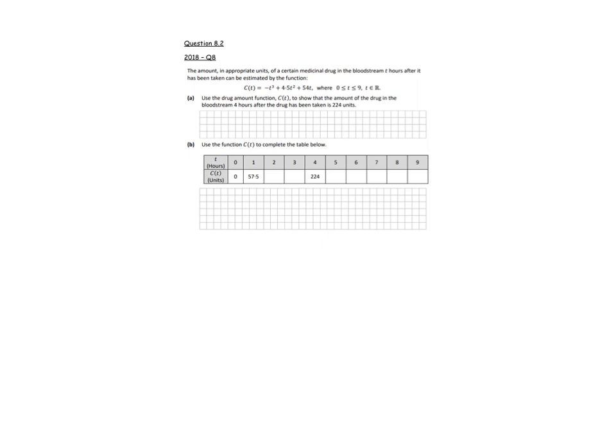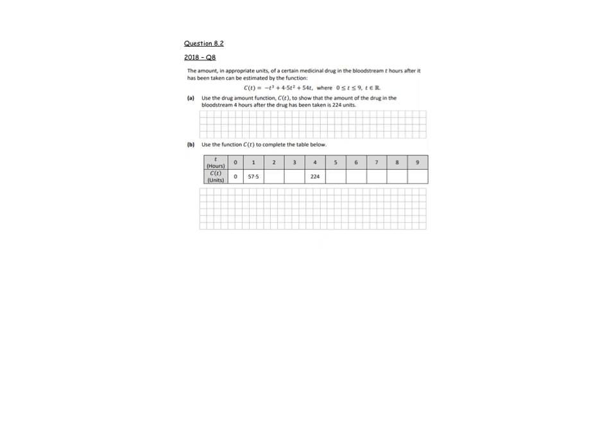Question 8.2 then is going to look at the 2018 paper, and in particular question 8. It says here, the amount in appropriate units of a certain medicinal drug in the bloodstream t hours after it has been taken can be estimated by the function C(t) = -t³ + 4.5t² + 54t, where t is between 0 and 9. For part A, use the drug function C(t) to show that the amount of drug in the bloodstream 4 hours after the drug has been taken is 224 units.